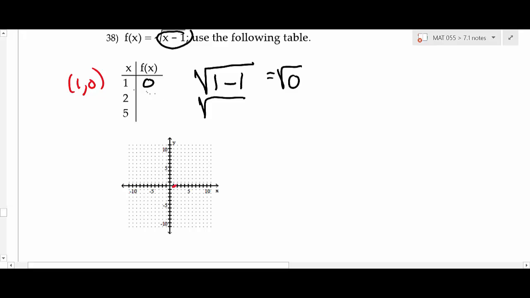Okay, now we're going to plug in a 2. So we're going to do 2 minus 1. So that's square root of 1. What's that? I gave you numbers that worked out easy without a calculator. So now we get our second point, which is 2, 1. So we plot that point, which just means go over 2, up 1. So you have that. Move on to the next point, which is square root of 5 minus 1. That's square root of 4. So what's that? 2. So you're going to plot the point 5, 2. So go over 5, up 2.